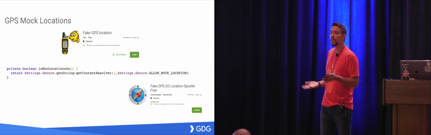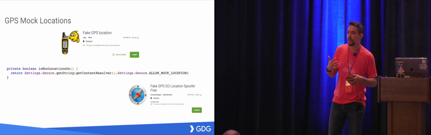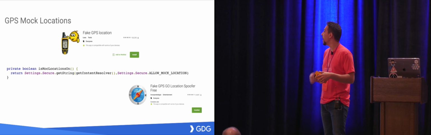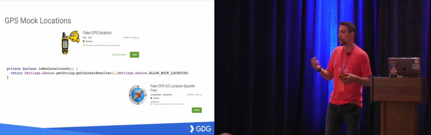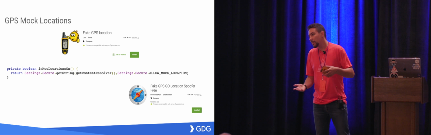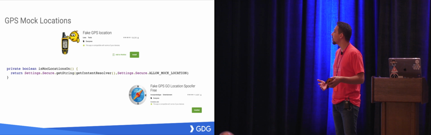We begin with GPS mock locations. Everybody knows that the Android operating system gives pretty much everybody the option to enable the mock location system and fake the device's location all over the world. Let me give you an example. Everybody knows Pokemon Go. It came out a few years ago.